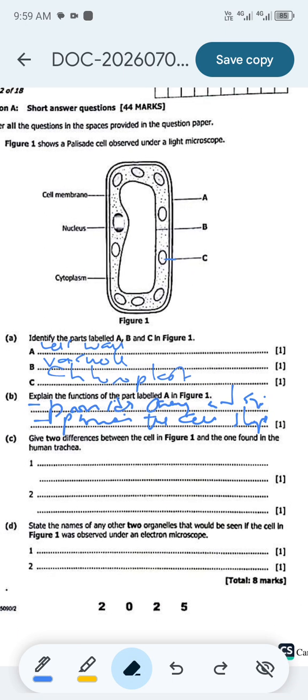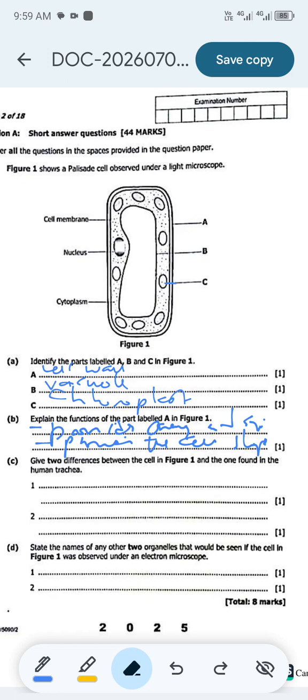Then how about question C? Question C says, give two differences between the cell in figure 1 and that found in the human trachea. The cell in figure 1 is a specialized plant cell, the palisade cell, and that found in the human trachea is another specialized animal cell. This question is trying to state some differences between the palisade cell and the trachea cell. The cells found in the trachea are probably the ciliated cells that trap dust. So what differentiates that ciliated cell from this palisade cell?